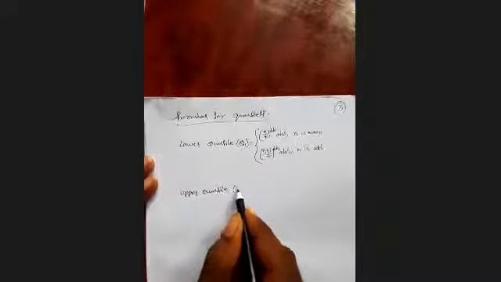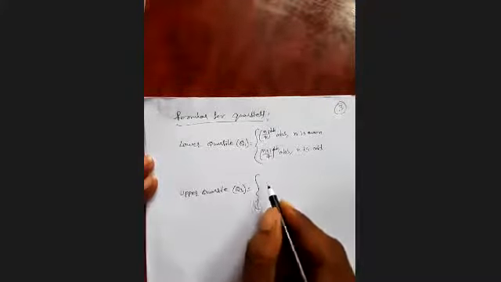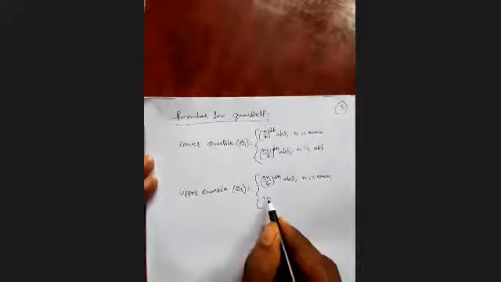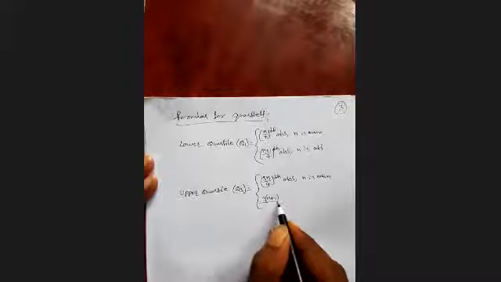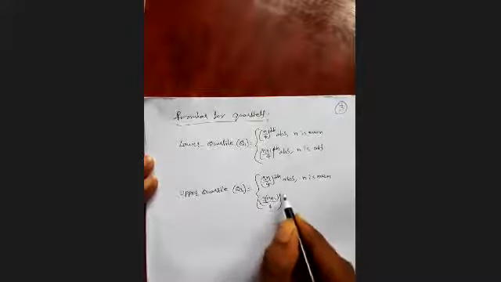Upper quartile is denoted by Q3. That is equal to the 3n by 4th observation when n is even. When n is even, this is the formula to find the upper quartile. And it is 3 into (n plus 1) by 4th observation if n is odd. So these are the formulas.